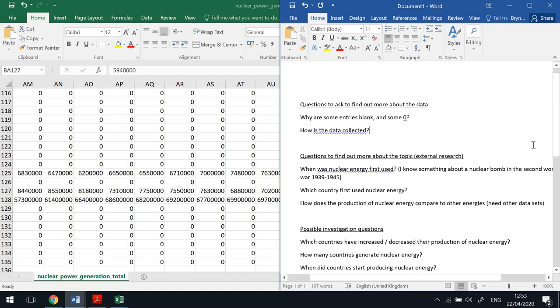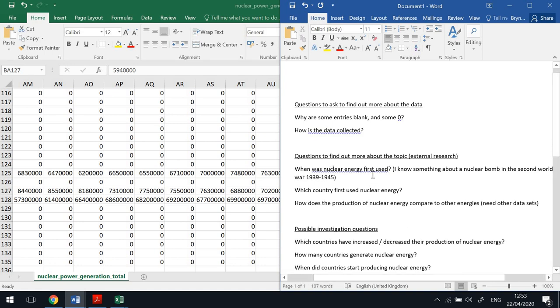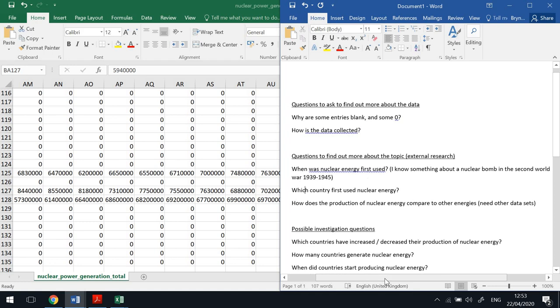Things that you might want to research outside of this database. When was nuclear energy first used? This database starts at 1960, but I'm thinking about there was a nuclear bomb in the Second World War, 1939, 1945. So there must have been nuclear energy before 1960. We just don't have the data on it. Which country first? And how does this compare with other energy produced? Coal, gas, wind power.